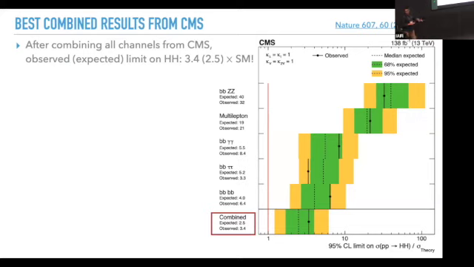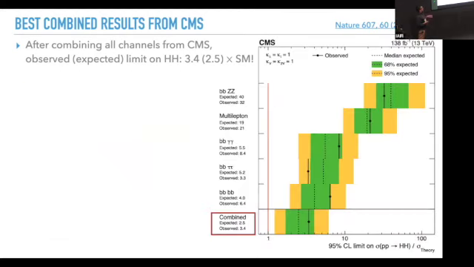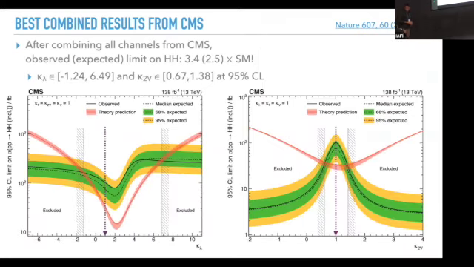Okay, and then after combining this with all the other channels, because like I said, the 4B channel is not the only one there. There's also people working on other channels. We can actually get to about 2.5 times the standard model. So we're already getting in that neighborhood of being able to get this. And it'll be exciting to see where we are after we collect more data with Run 3.